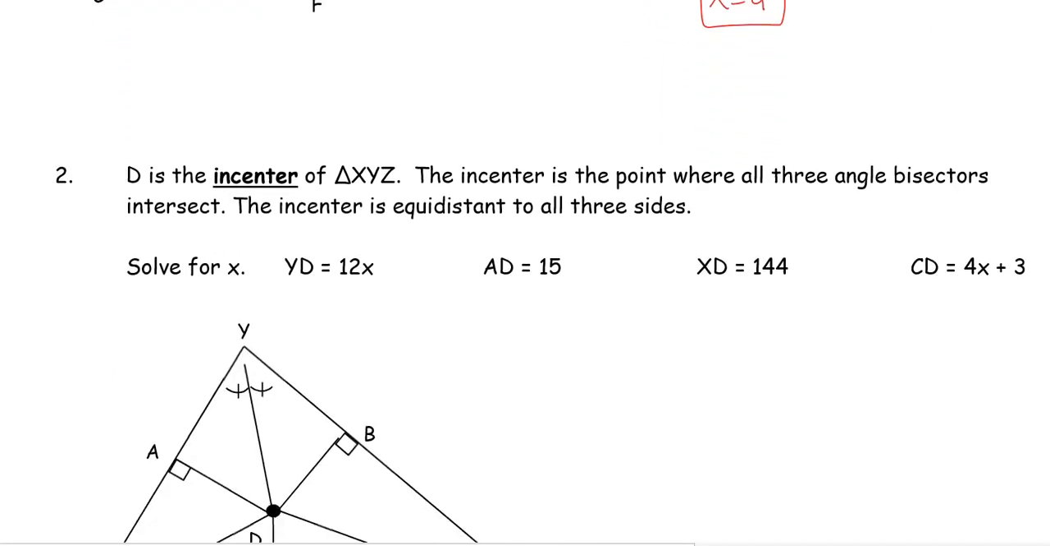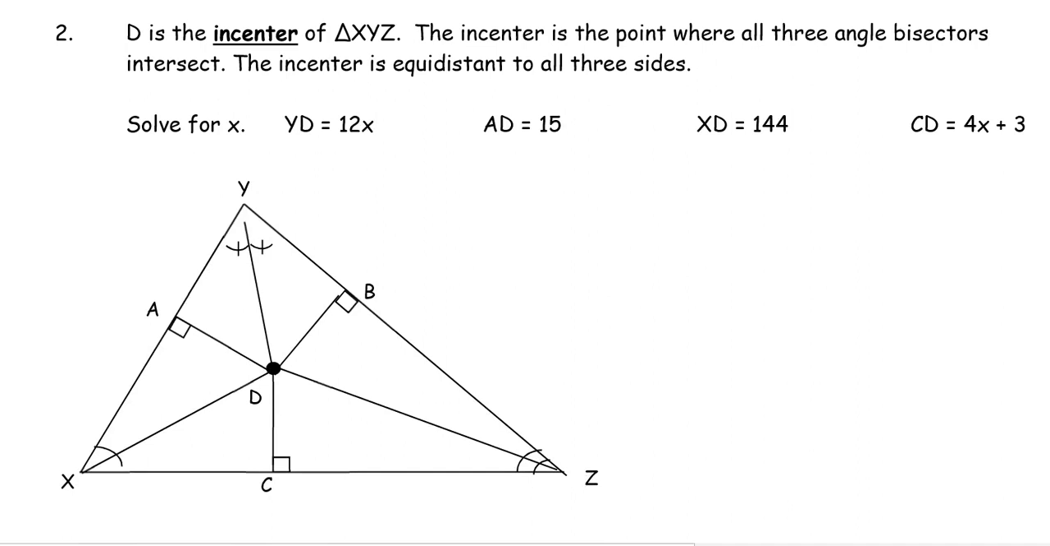All right, our next point of concurrency is the incenter. So D right now, that central point again, is the incenter. The incenter is the point where all three angle bisectors intersect. So I can see here's an angle bisector because it divided those two angles. Here is an angle bisector because it divided those two angles. And here is my angle bisector because it divided those two angles. So the incenter is the point where those three angle bisectors intersect each other.